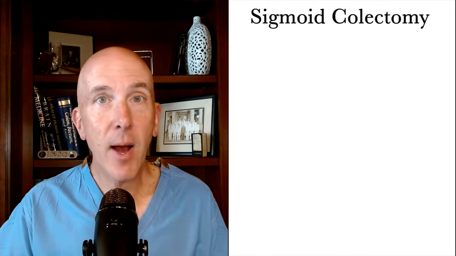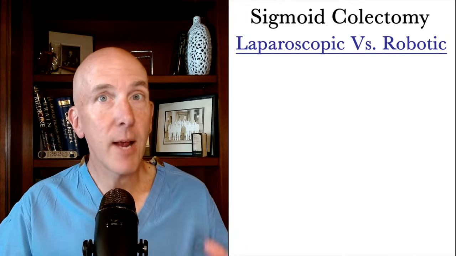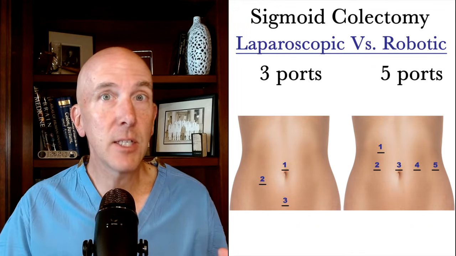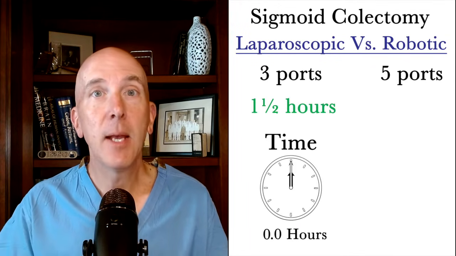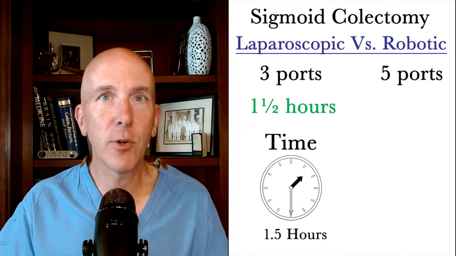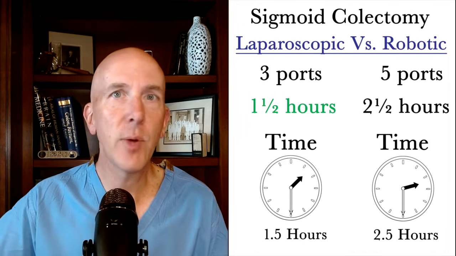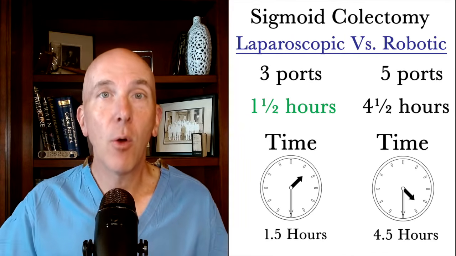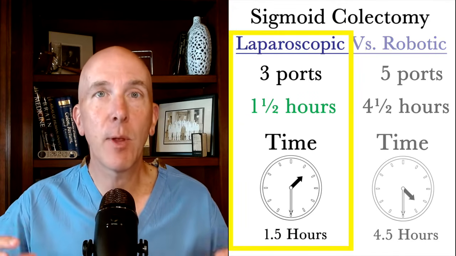For this type of operation, for sigmoid diverticulitis, I can use 3 ports instead of 5, so less incisions, and the time for me is 1.5 hours usually in general versus the average nationally, which is 2.5, 3.5, sometimes even 4.5 robotically. So for this operation, I generally prefer to do it laparoscopically, but no matter which approach your surgeon chooses, whether it's laparoscopic or robotic, they're both minimally invasive surgeries, and that's the way to go.